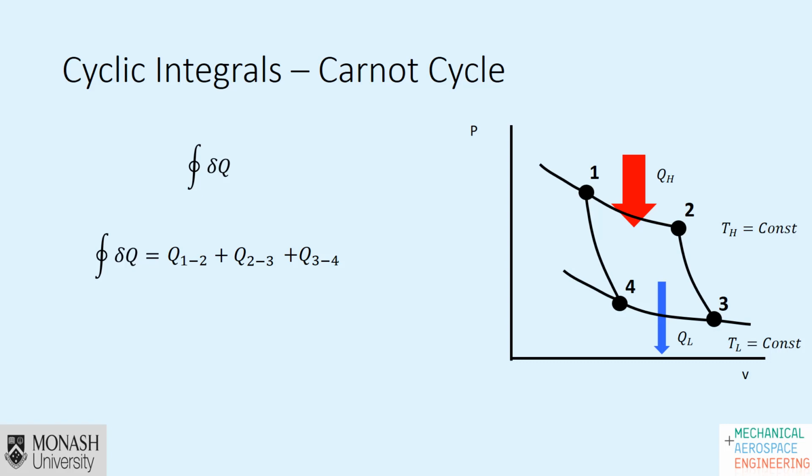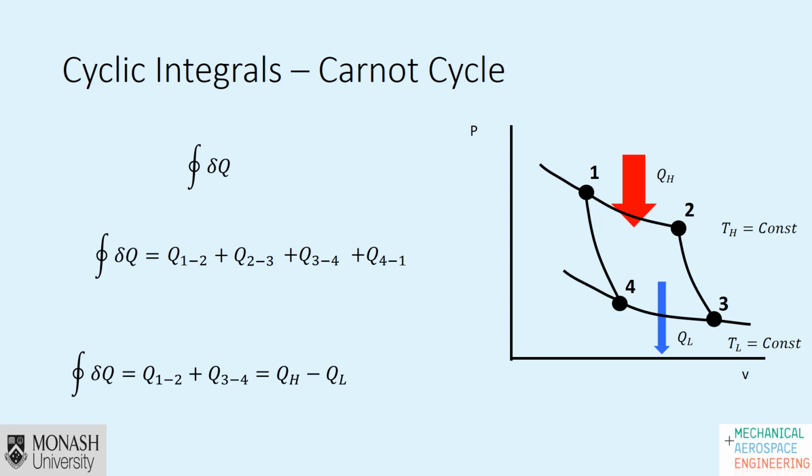And then lastly, to return to our original state, we integrate the heat transfer that takes place between 4 and 1 to get us the total heat transfer that's taken place during this process. Now, of course, in the Carnot cycle, there's only heat transfer during two of these stages, the isothermal heat input between state 1 and 2, and the isothermal heat rejection between state 3 and 4.